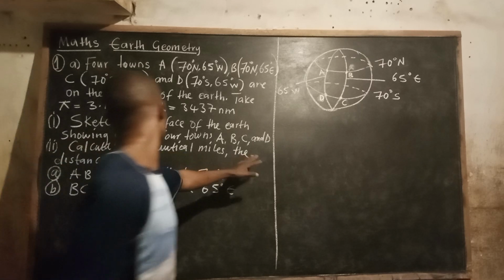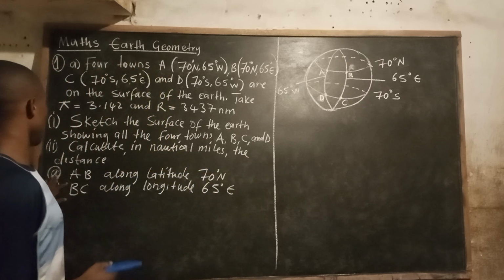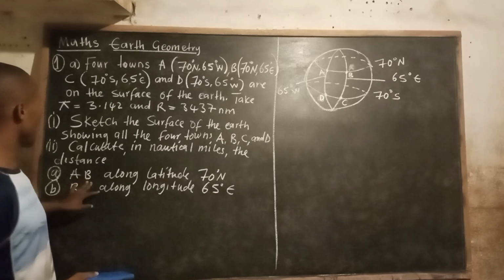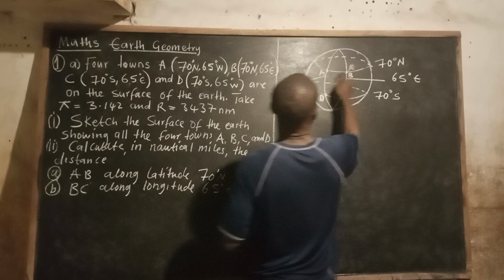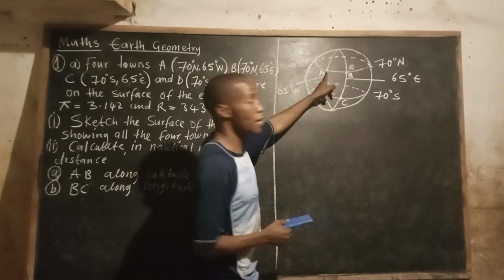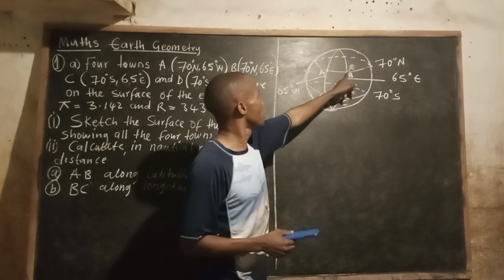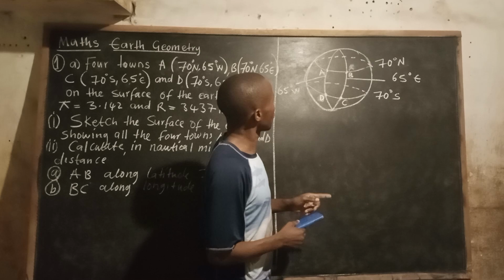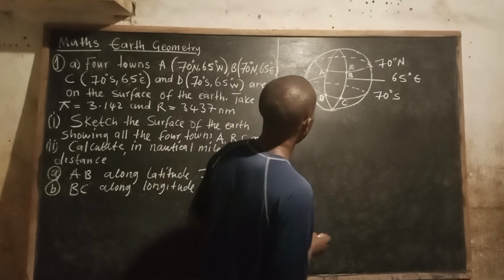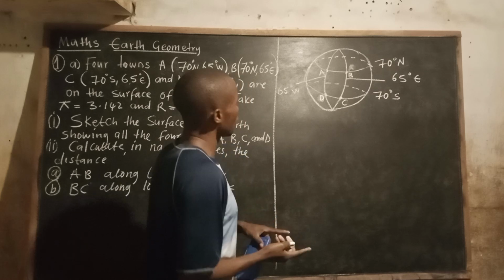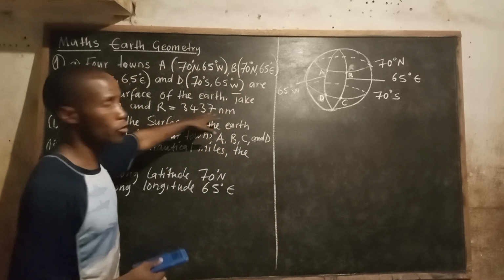Calculate the distance in nautical miles, AB along latitude 70 degrees north. AB, this distance. The distance from here up to there. It's the one that we are actually calculating for. So how do we calculate distance along latitude? Remember, we are in nautical miles.